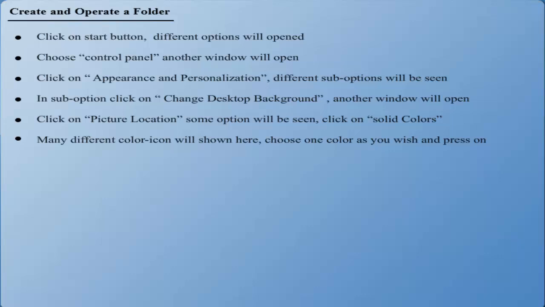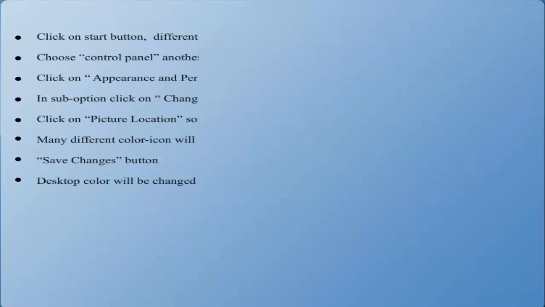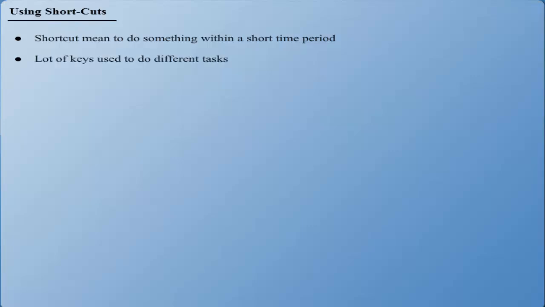Number 7. Then the desktop color will be changed. Using shortcuts. The term shortcut means to do something within a short period of time. There are a lot of keys which are generally referred to as shortcut keys and can be used in order to do different tasks. Some of the commonly used shortcut keys for Windows 7 are described in the figure.